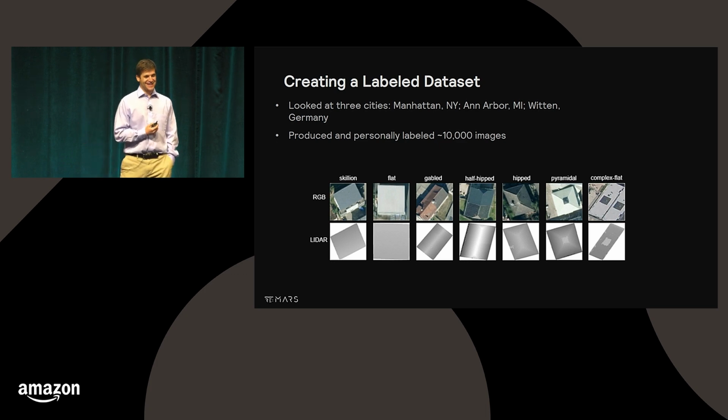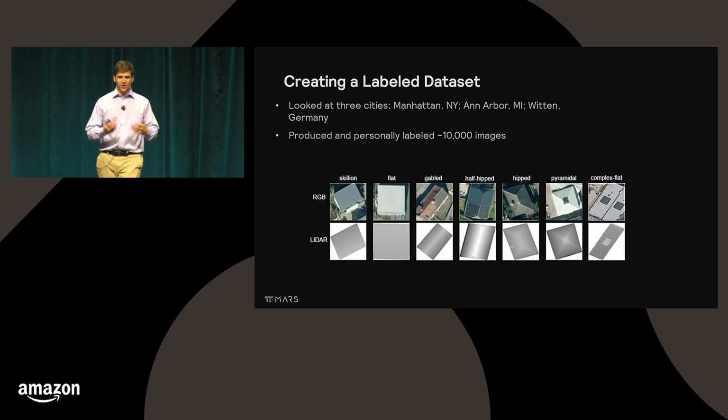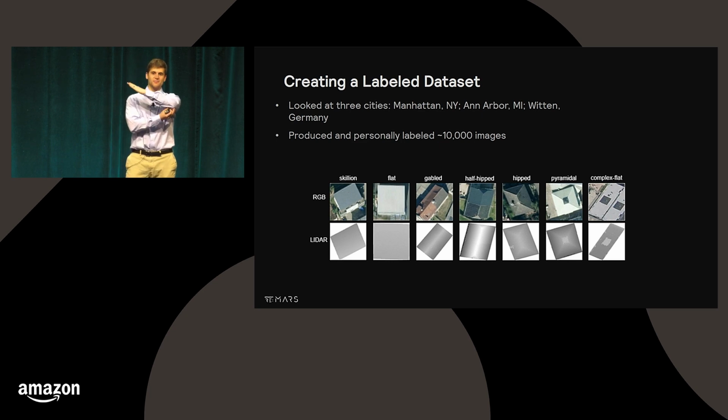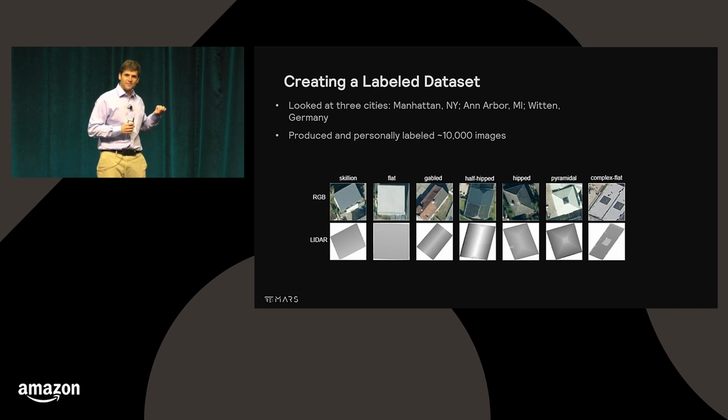I looked at 3 different cities: Manhattan, New York; Witten, Germany; and Ann Arbor, Michigan. 3 completely different cities, different architectures, different everything. And I produced about 10,000 manually labeled images. And what you're seeing here are some of those images. You're seeing some skillion roofs, which is a flat roof that's been angled that has some relief to it. You have your classic flat roof that's completely homogeneous in color, what you can see in the LiDAR depth image. And then gabled is like that residential roof where, when you look at the depth image, you can see that white peak going down the center representing the higher elevation. And so forth, we generated basically all these images and labeled them.